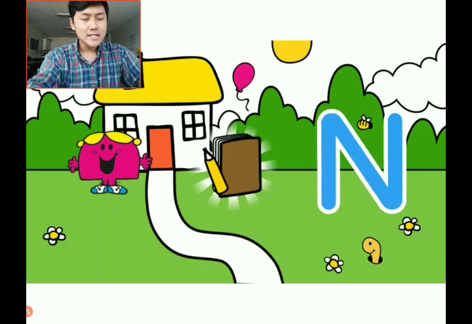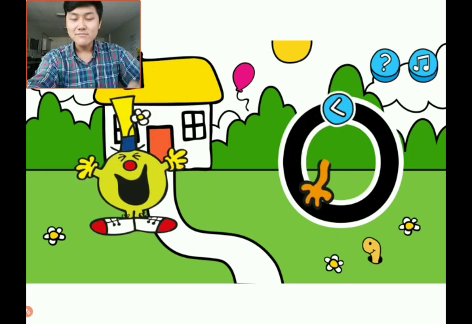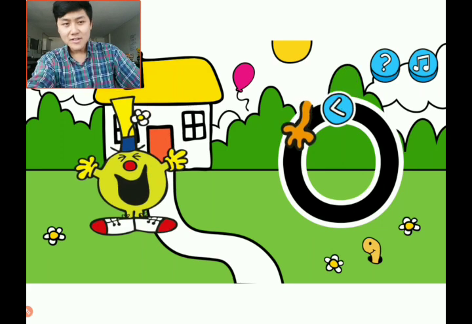And that N stands for notebook. Notebooks are what you write notes in, hence notebook. You can also doodle in them. You usually have them in school.